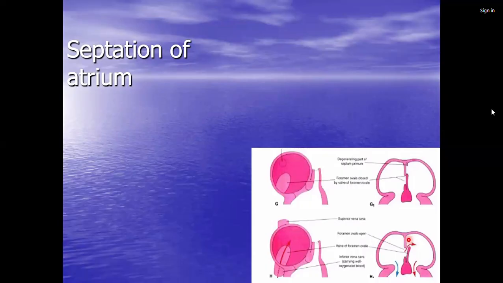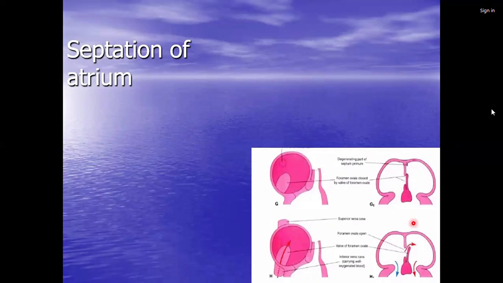We then have a second septum growing towards the atrioventricular canal, that is septum secundum, and it does not completely attach to the atrioventricular canal. It leaves a space. That is referred to as the ostium secundum.